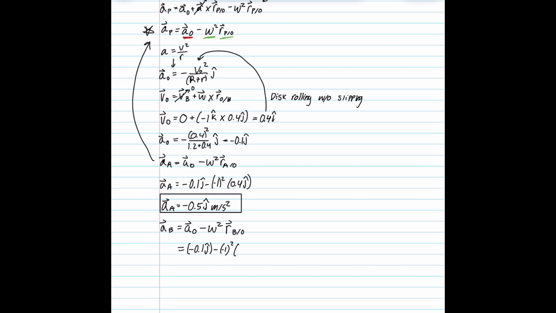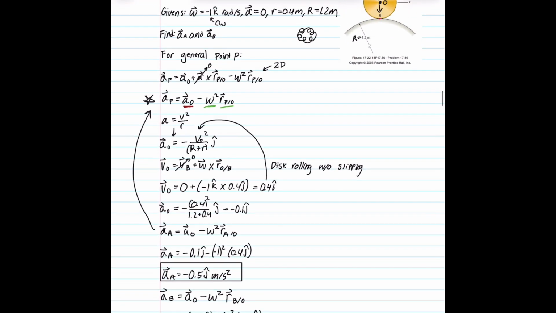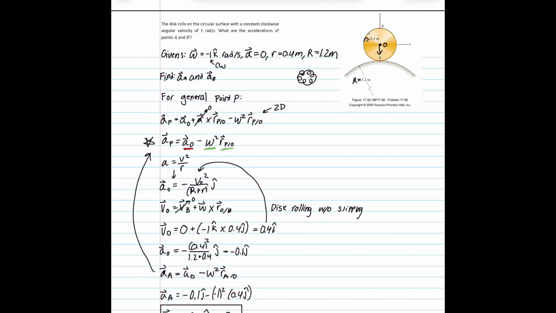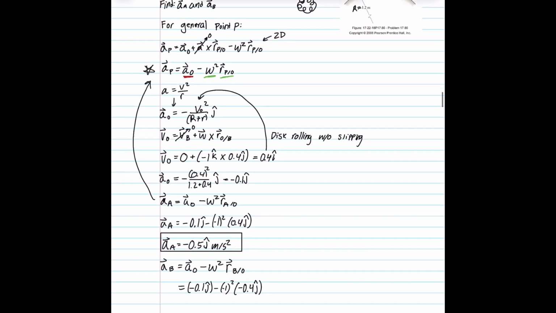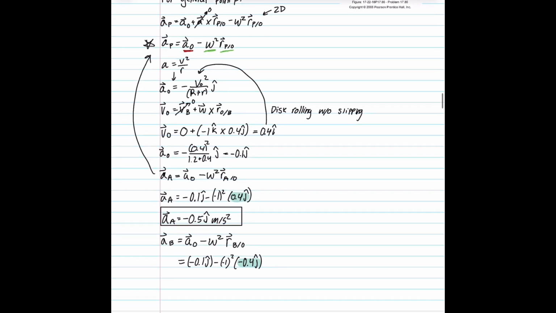Okay, so plugging in the position vector from point O to point B, we can tell that that's the only thing in this general equation that changes. So that's going to be negative, that's going to be positive, and that's what changes the accelerations of these points. So the acceleration of point B is equal to 0.3 j hat meters per second squared.